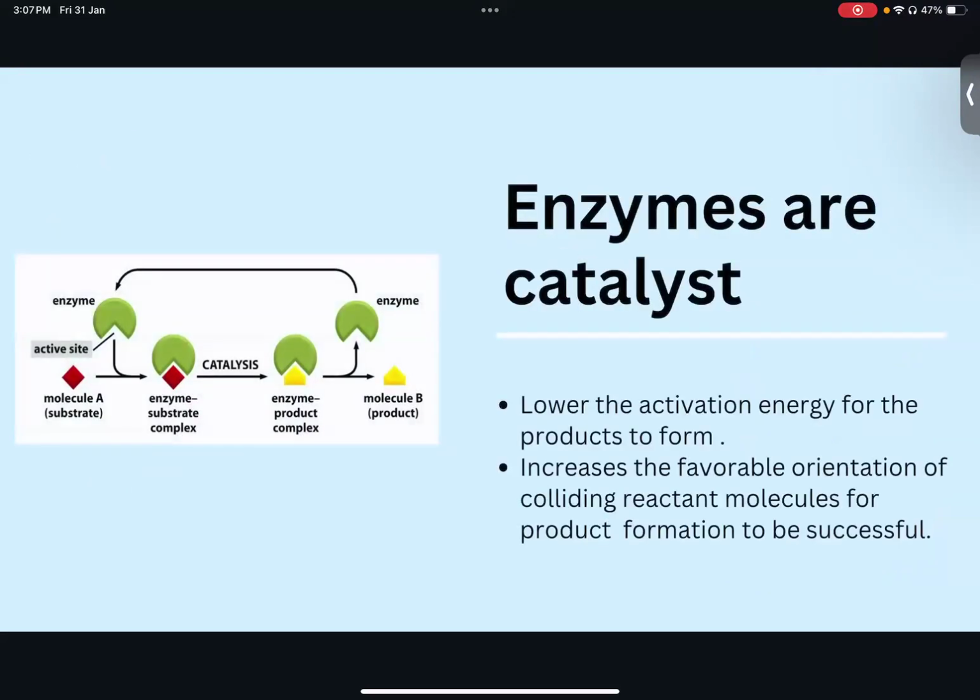So as we said, enzymes are catalysts. What do you mean by catalysts? Catalysts increase the rate of the reaction by lowering the activation energy to form products, okay? In other words, they increase the favorable orientation of colliding reactant molecules for the products to form, okay? So they increase the chances of the active site and the substrate to collide and join together to produce a product.